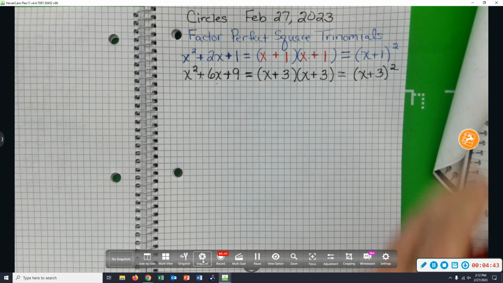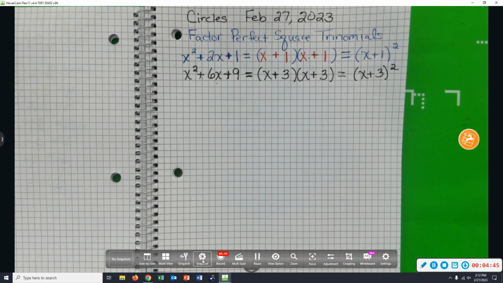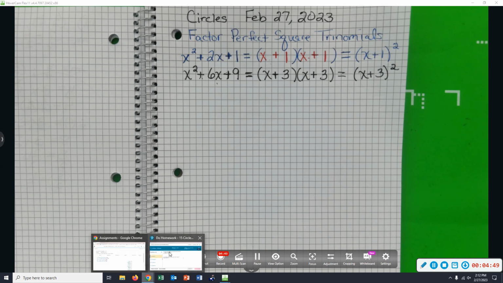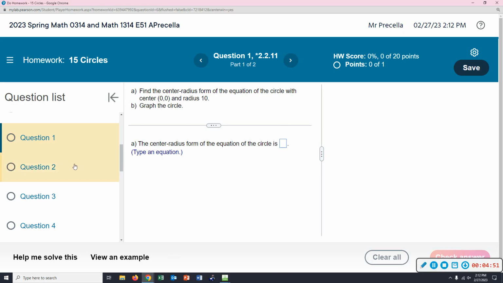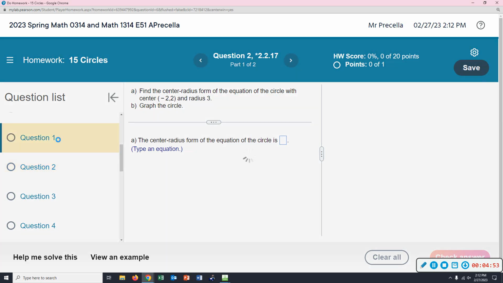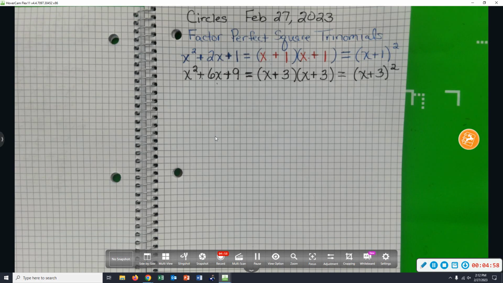Let me get all this junk out of the way here. I don't want the screen to go blank, so I'm just moving around, clicking. There. Okay, now let's try another one.